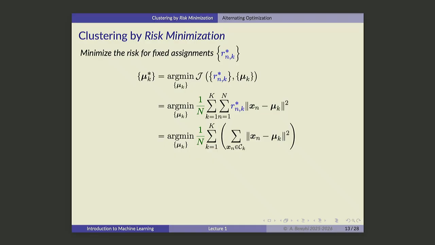Now again, I am doing it for every single mu, so let's focus on one single mu, okay? One single mu. You don't care about this summation over k, right? You want to minimize this expression inside the bracket. Now, how do you do that?